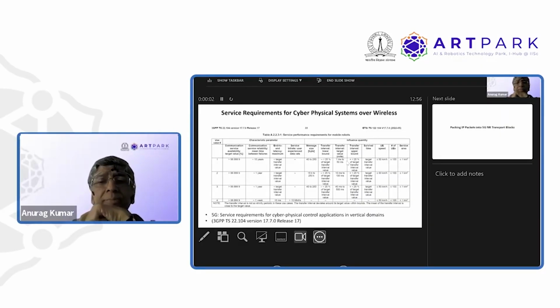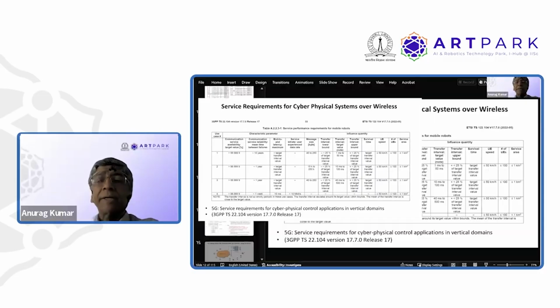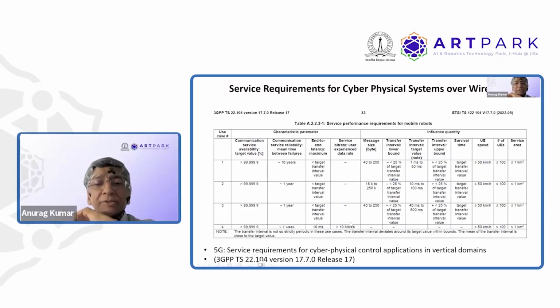If you look at this slide, you'll get an idea of a practical application and what has been defined by 3GPP for it. This is the controlling of mobile robots. Let's take the first line. It says I want a system reliability of 99.9999, six nines, with a 10-year mean time between failures. My message sizes are 40 to 250 bytes, and the packets are coming every 20 milliseconds.